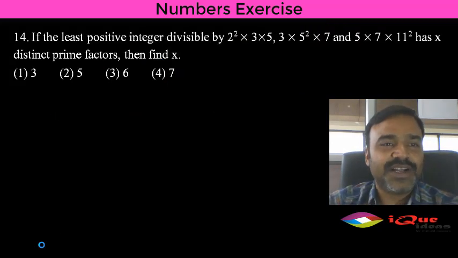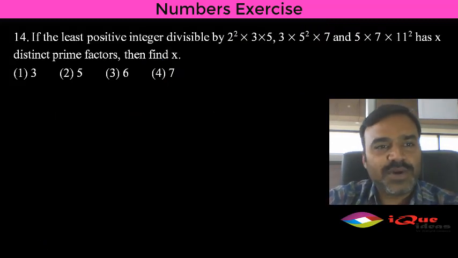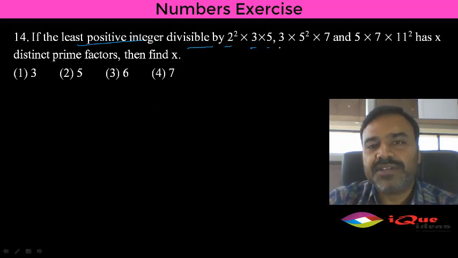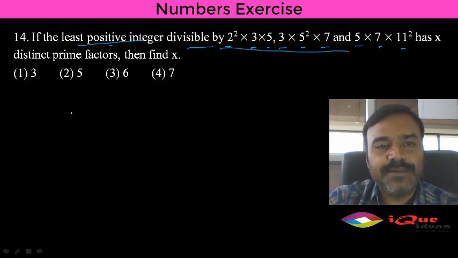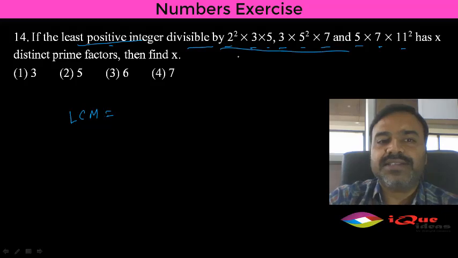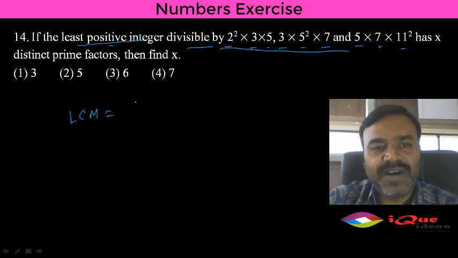Alright, let's go to the next question now. Now this question says if the least positive integer divisible by 2 square 3 5, 3 5 square 7 and 5 7 11 square. Now the least number divisible by these will be LCM. So first let me calculate LCM. So LCM would be common factors 1.